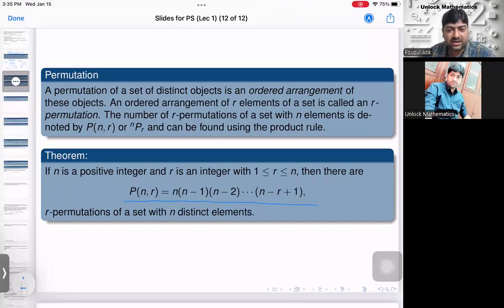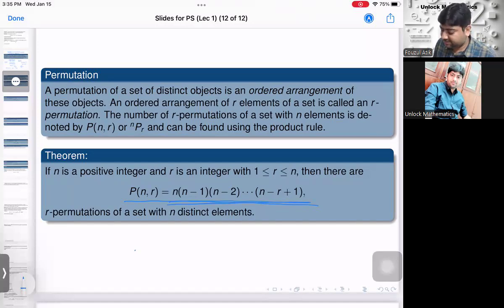I hope this is very clear. So permutation is just an application of the basic principle of counting or the product rule. We'll do several examples. It will be very clear to you after that. However, now look at this expression, the PNR expression.